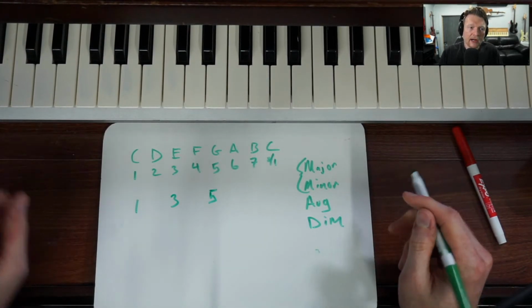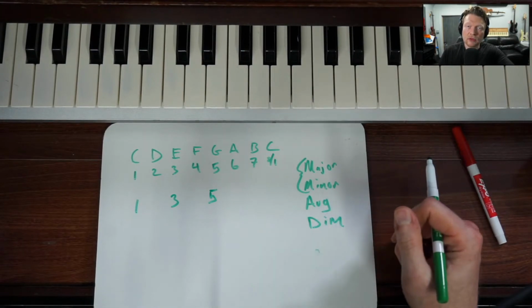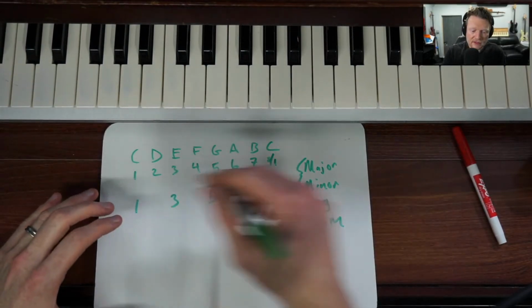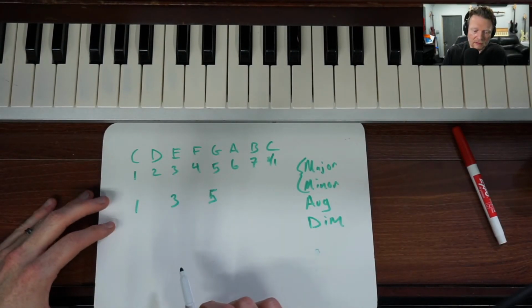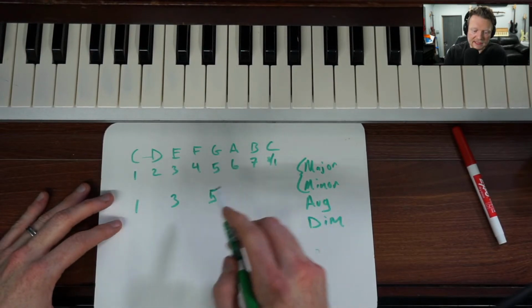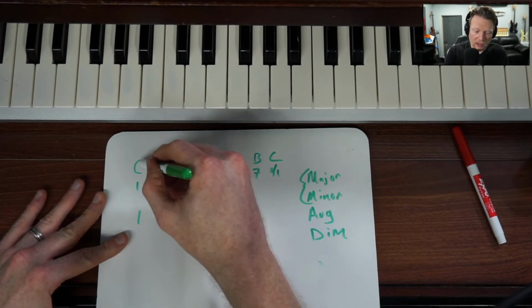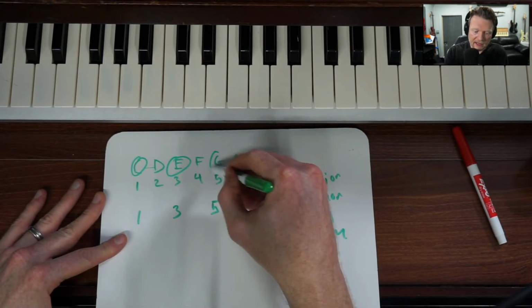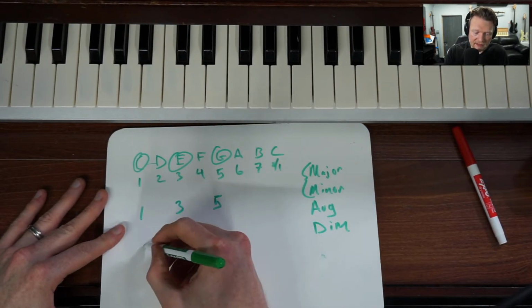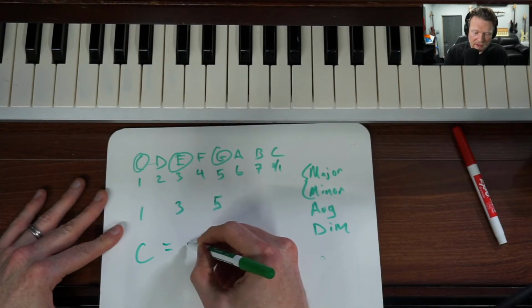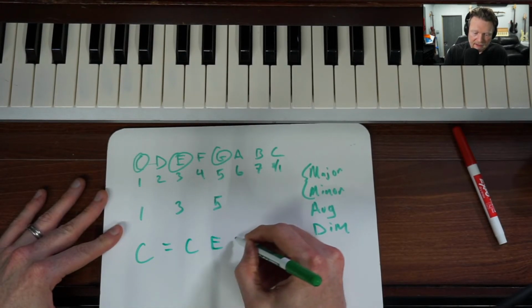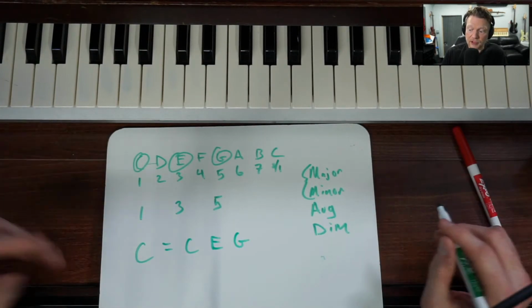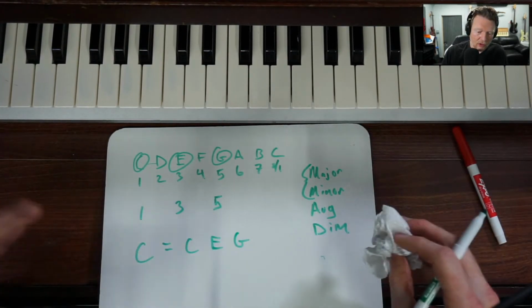So if you've ever seen a chord that has another number attached to it, that's because it's playing the 1, the 3, and the 5 of the scale, but then it's adding something else to that. So a C chord, going off of the C scale, is going to use the 1, the 3, and the 5. So a C chord equals C, E, and G. Pretty simple, right? Not too hard.